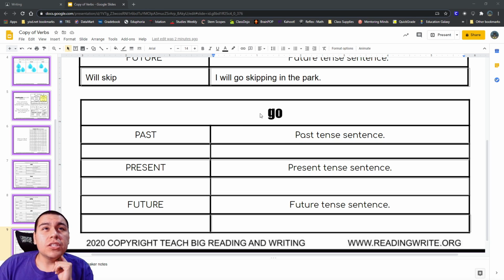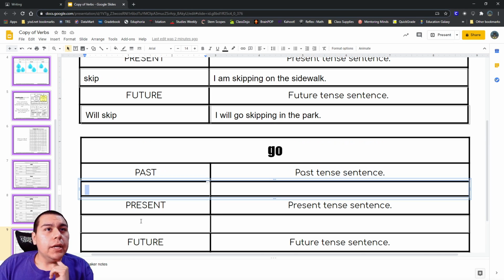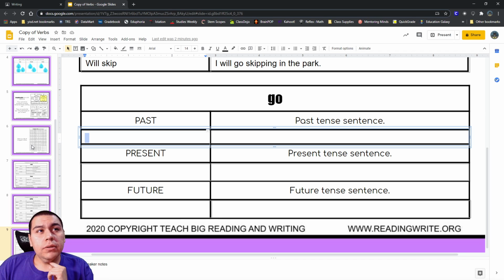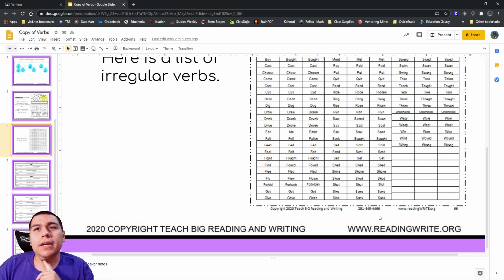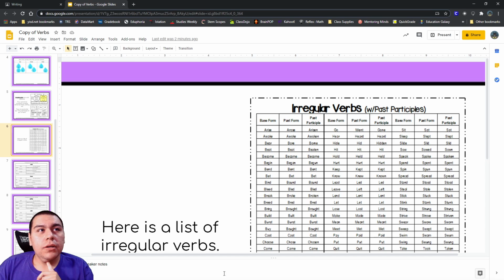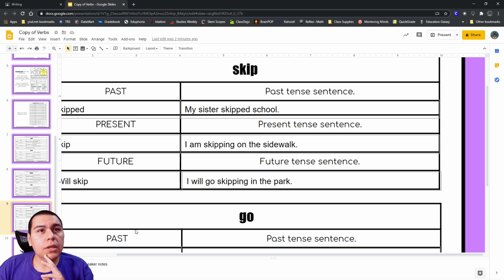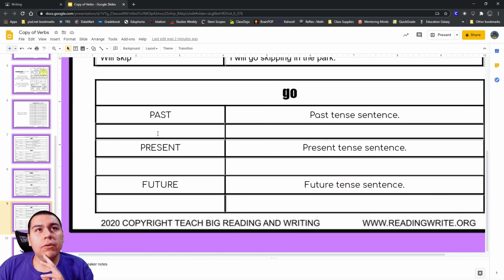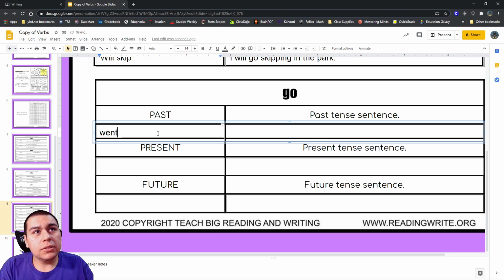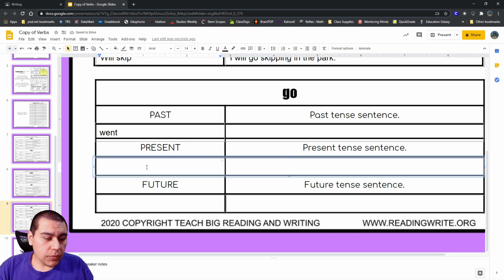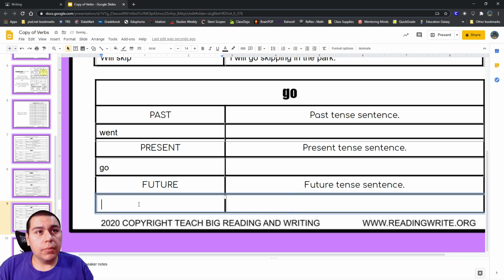Okay, our last one is go. Go. Again, that's going to be an irregular verb. So if I go to my chart on page 6, I have go. The past tense is went. So let's fill this out. The past tense is went. Our present tense is go. For future, will go.